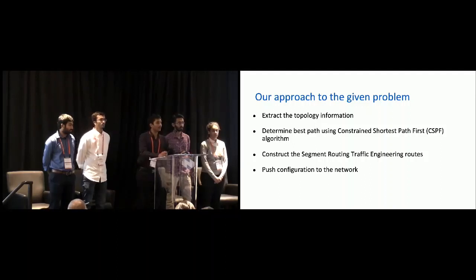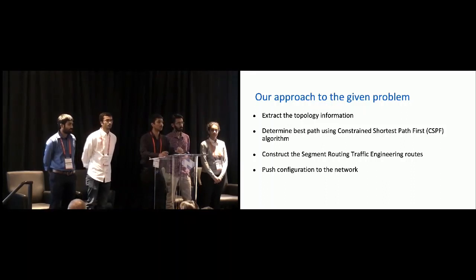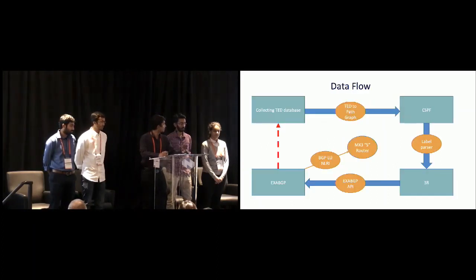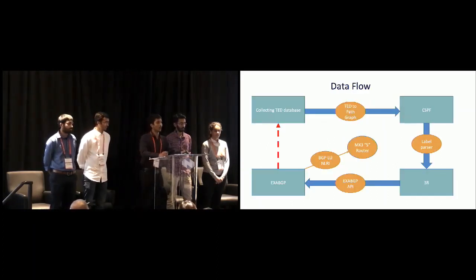And then the final two steps: once we had the best path, we had to dynamically configure the routes with the MPLS labels, and finally push it to the network and validate and see if traffic is taking the path we meant it to take. So these were the steps. Here's a visual representation of what we were trying to achieve.